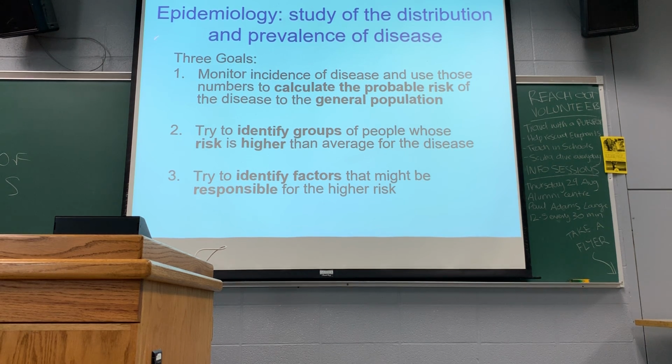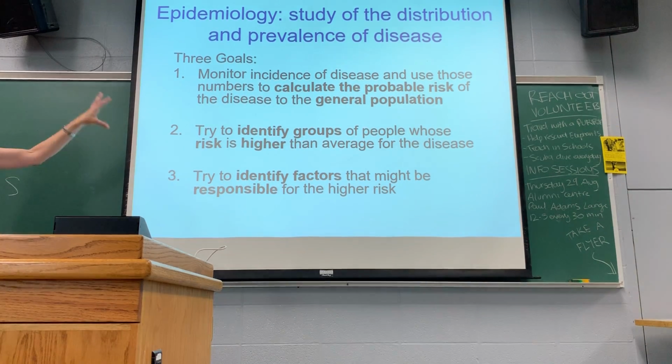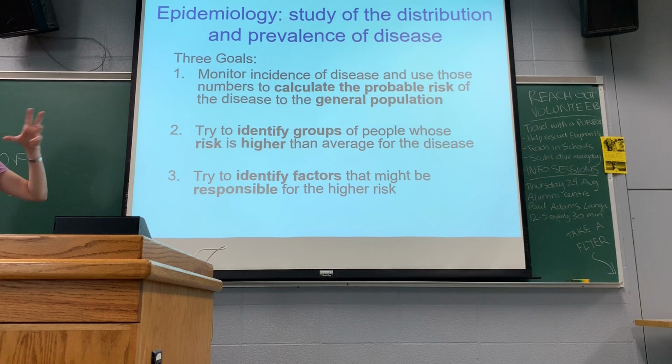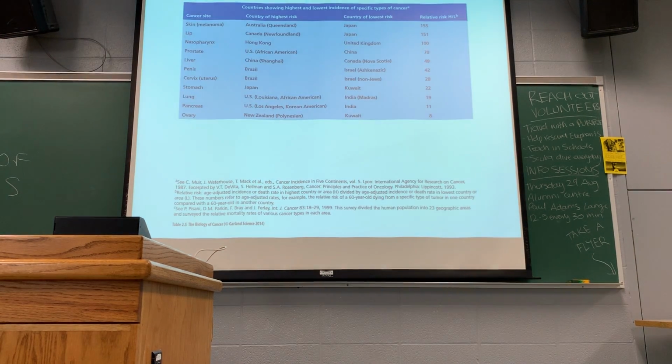So the ultimate goal here of the epidemiologist, again, is to study the distribution and the prevalence of this disease, and then with these 3 pieces of information to try to put together recommendations for things to avoid, for instance, if we want to try to avoid exposure to something that could increase our risk of cancer. And again, this could apply to other diseases, but we're talking about this in terms of cancer.